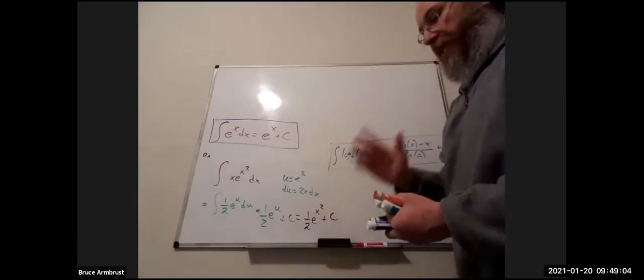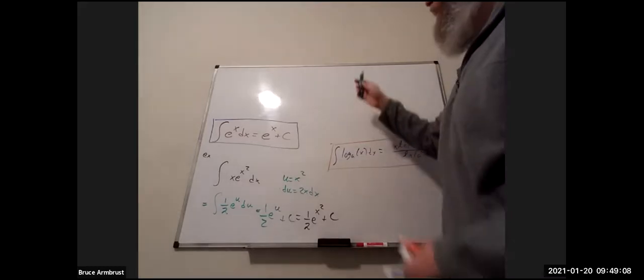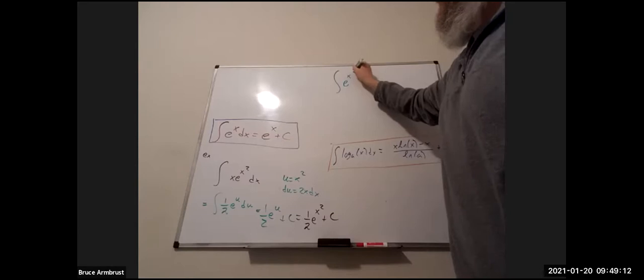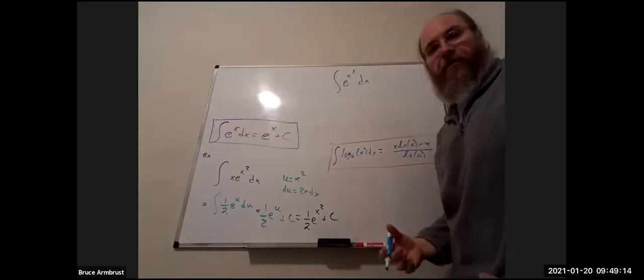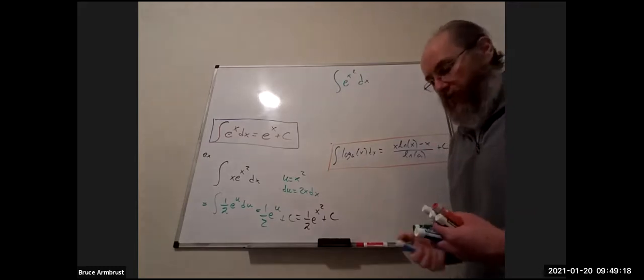Because what if all I did was drop that x out front? I'm going to get rid of that x. Let's just look at the integral of e to the x squared. Right? So okay, cool. That's an e to the thing. We're going to be all good.